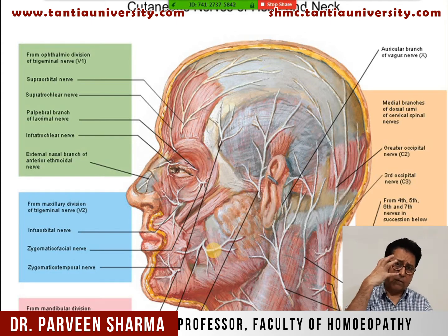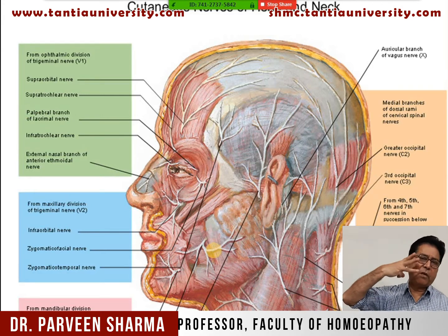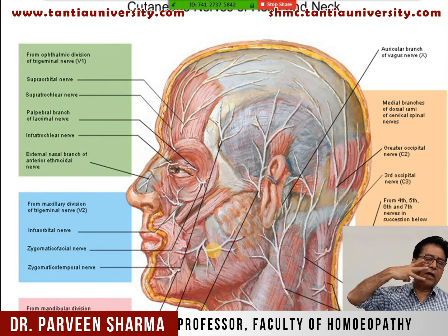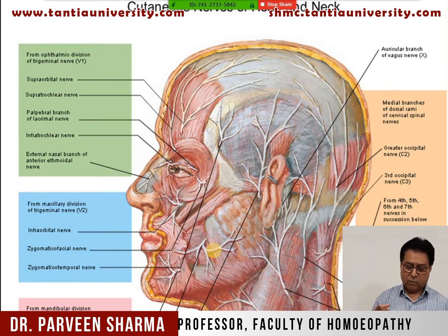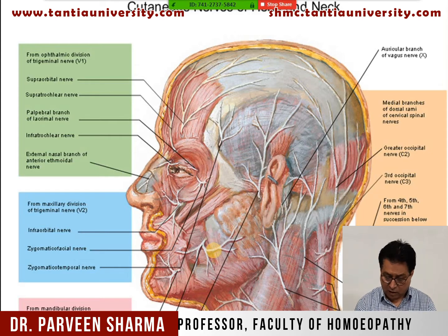Now the sensory nerve on the face is by branches of the trigeminal nerve. So tri means 3. You have 3 branches: ophthalmic, maxillary and mandibular. On the eye, ophthalmic; maxillary; and on the mandible, mandibular. So ophthalmic, maxillary and mandibular, how do they supply?